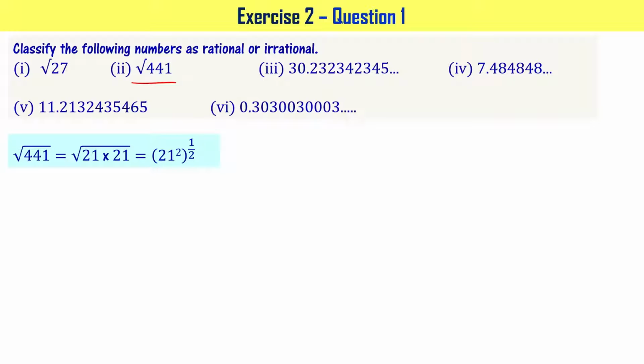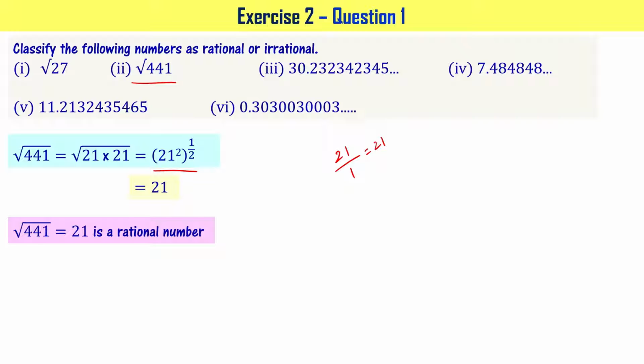That can be written as square root of 21 square, or you can write it as (21 square) whole power half, right? So it can be written as 21. 21 is a rational number because I can write it as 21 by 1, right? That's why we can say that square root of 441, that is equal to 21, is a rational number. Now let's look at the third part of the problem.